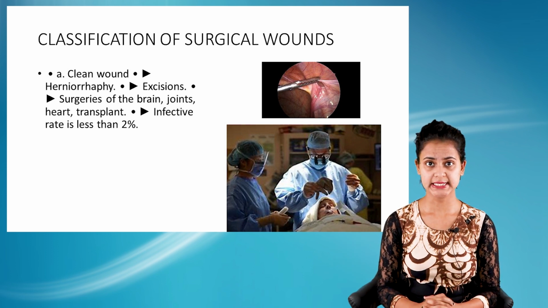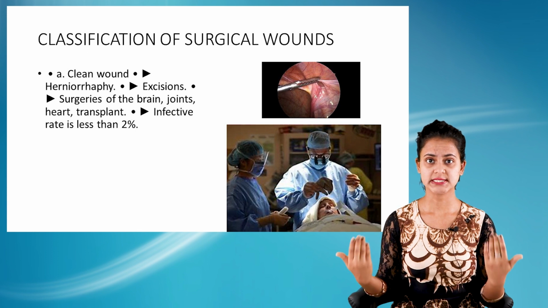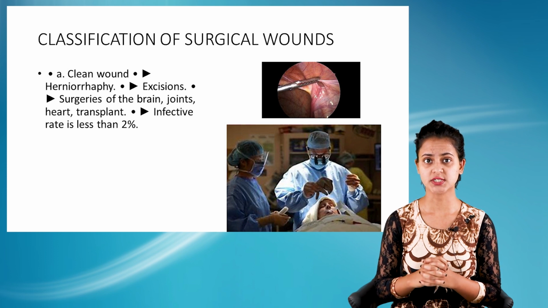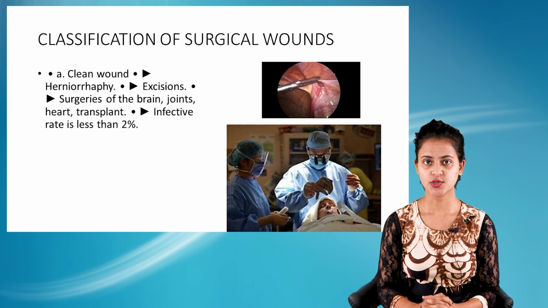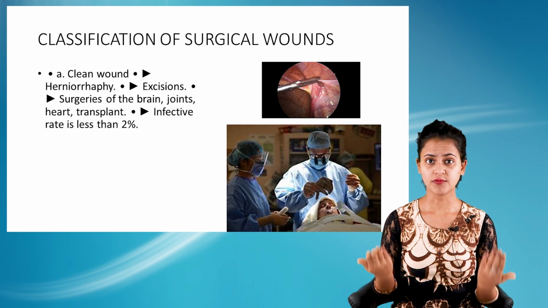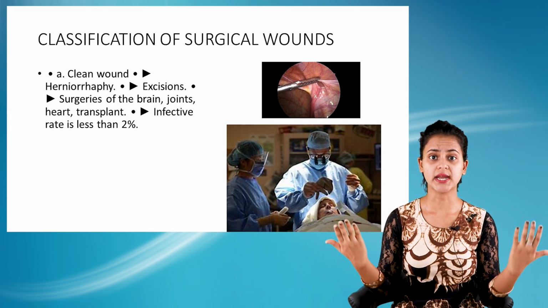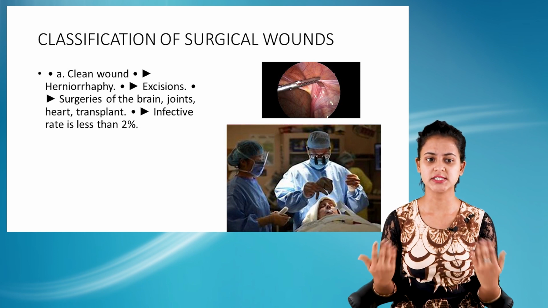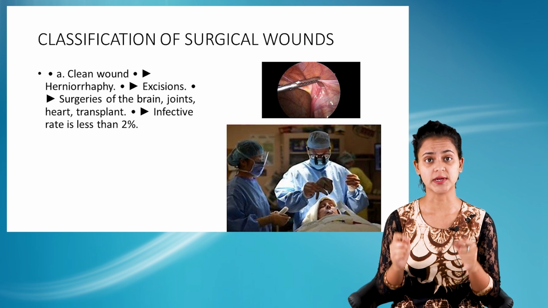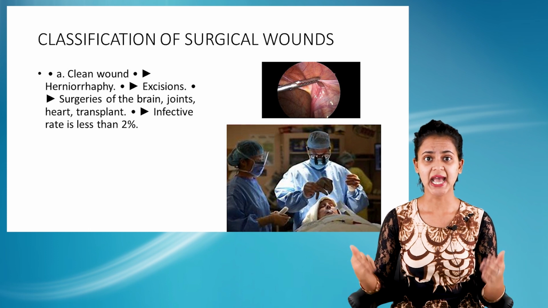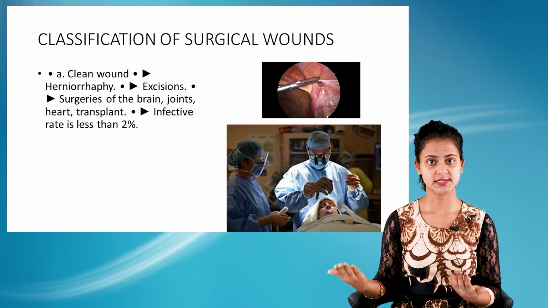So the first one is a clean wound of surgical injury. A clean wound will almost always be associated with surgeries like herniorrhaphy or excisional surgery, even surgeries of the brain, joints, and often heart transplant or any organ transplant. Even here, the infection rate is very low, less than 2%. So that is the reason why we call this type of surgical wound a clean wound of surgeries.